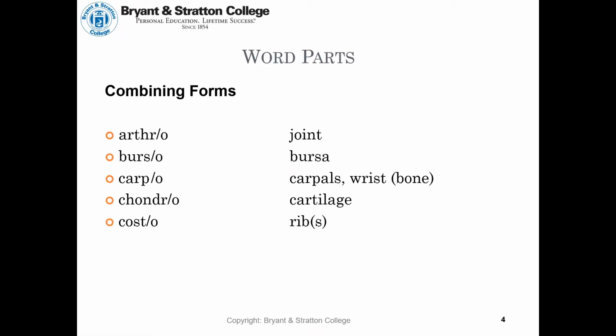So combining forms: arthro is joint, burso is bursa, carpo is carpals, which apply to the wrist only. You have chondro, which means cartilage. Again, if you remember, like the right hypochondriac region of the abdominopelvic cavity. And then costo, which specifically is the rib itself.